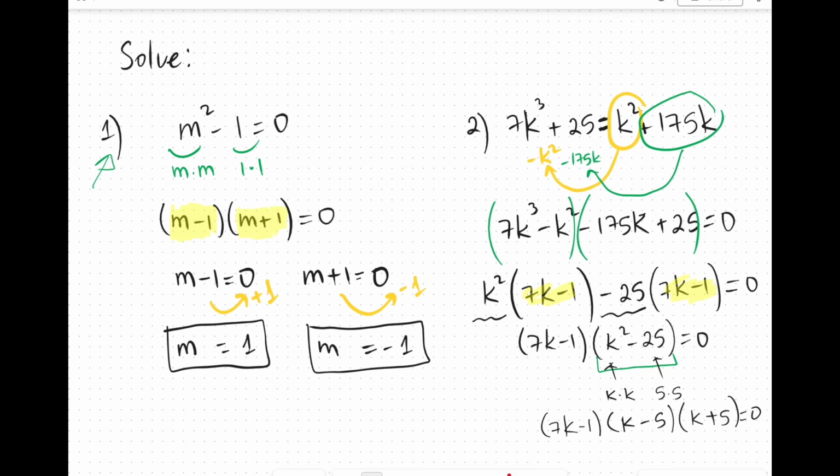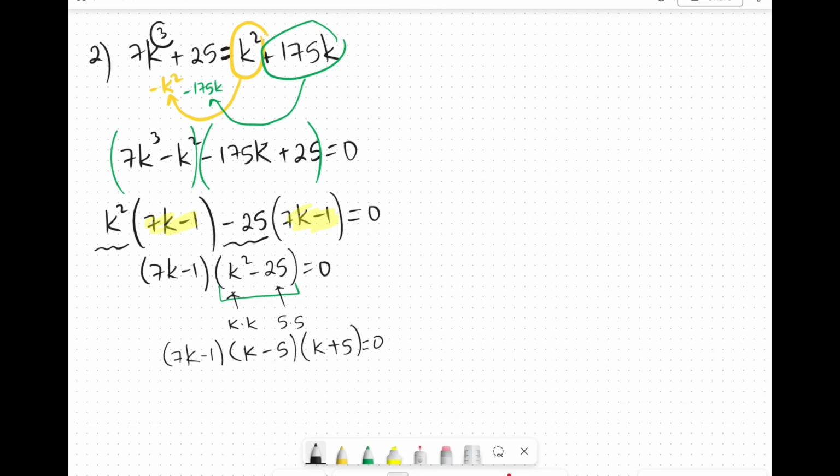Each of them will have to be set to 0 to solve for k. Now keep in mind, as I already mentioned in one of my previous recordings, the number of solutions to your equation always matches the highest exponent of k, so that's a 3. So you should have 3 factors and 3 solutions at the end. If you get 2, that means you didn't finish factoring.